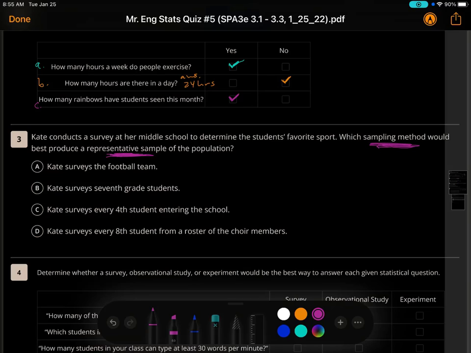A, Kate surveys the football team. Well, is a football team a good representation from small to big? No, because football players are probably more inclined towards football or sports.